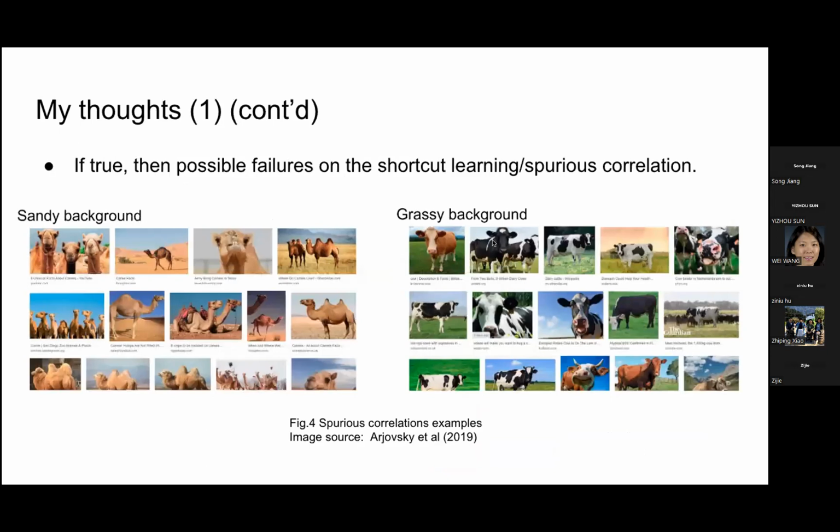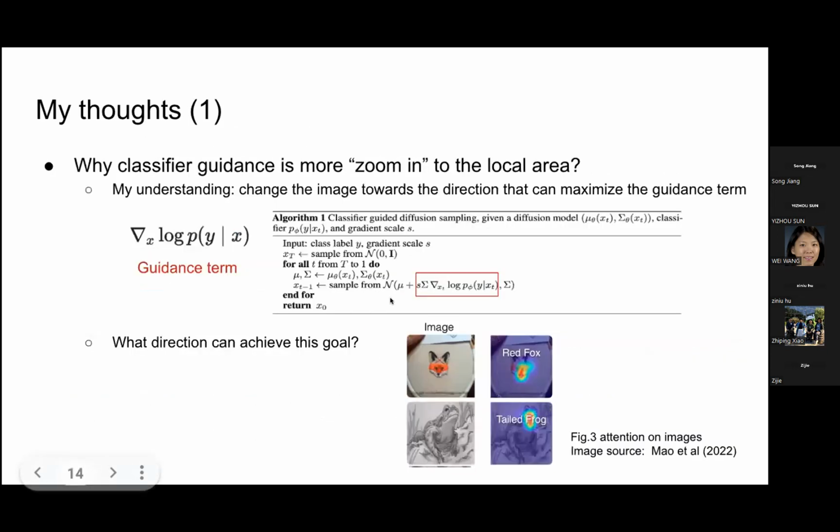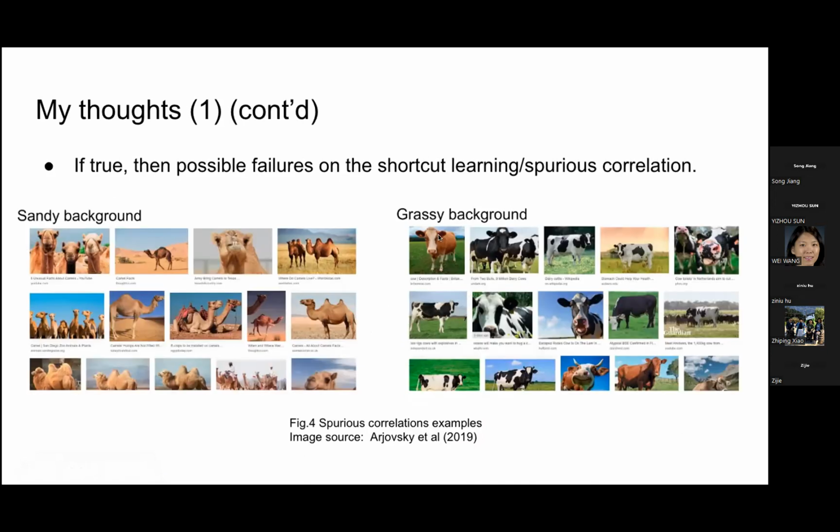Yeah, but if this is the case, then this may cause some failure when the classifier relies on some shortcut learning or spurious correlation. This is an example where sometimes the classifier model may not focus on the object, but focus on the environment as a shortcut or spurious correlation to predict the label. In that case, this generation may not focus on the object, for example the car, but may be generated a little bit on the green environment. Okay. Yeah, this is also my thought, maybe wrong.